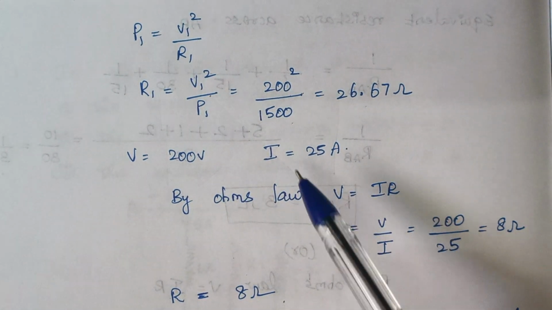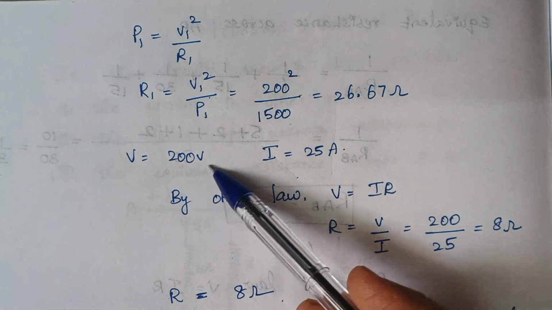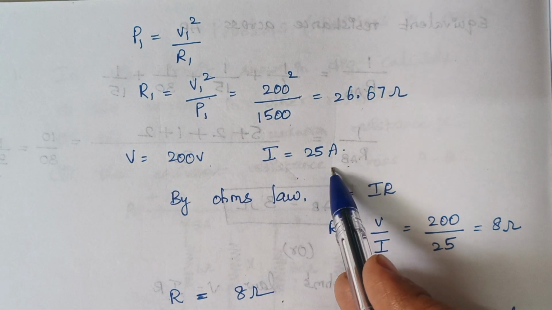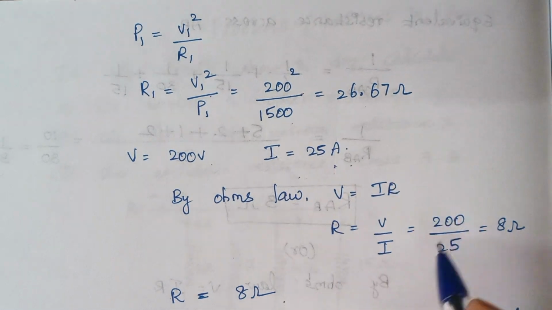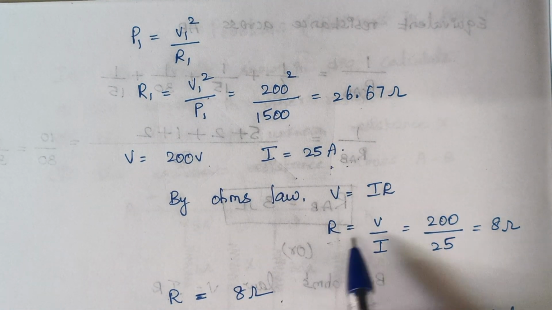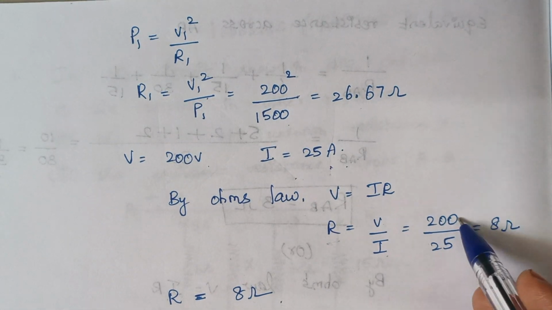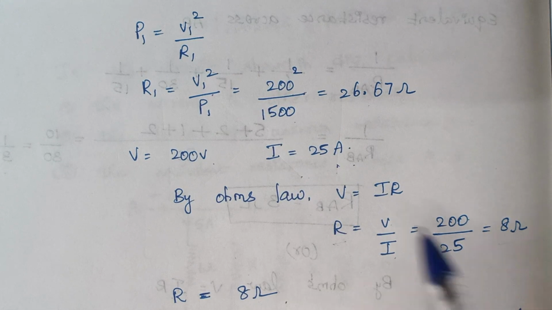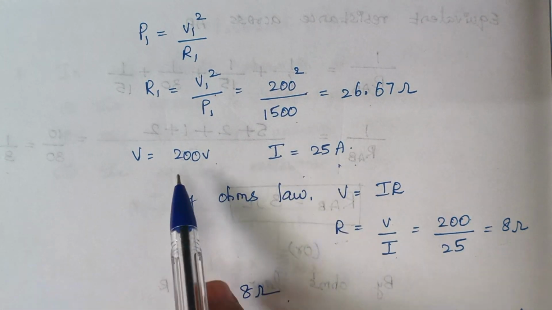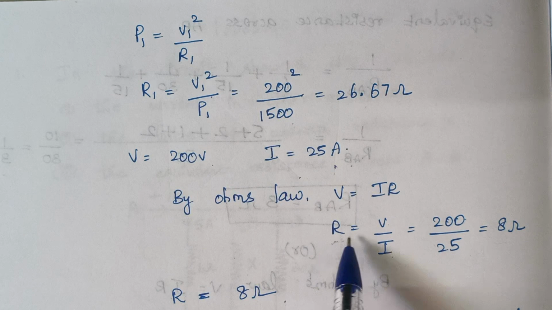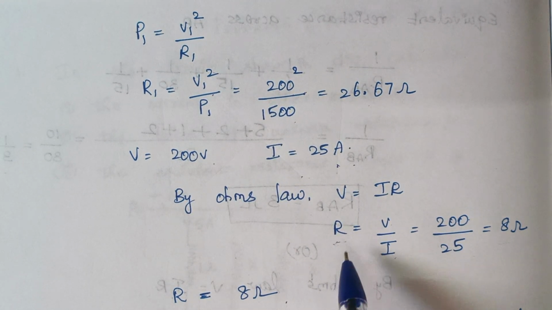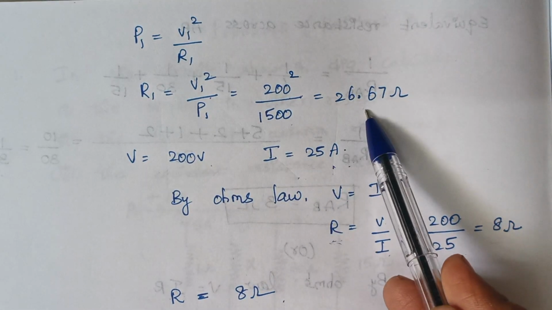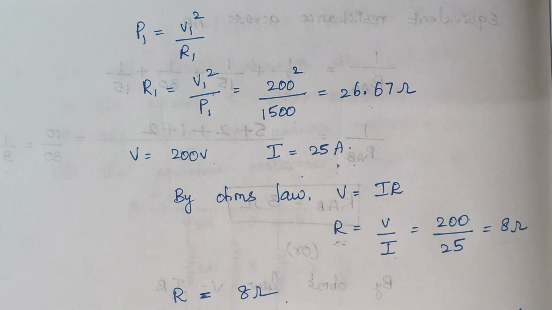And now you see the supply voltage is 200 volt and the current flowing is 25 amps. It is directly given in the problem. When you substitute in Ohm's law, the value of the total resistance R is given by V by I, which is 200 by 25, which is equal to 8 ohms. Can you get it? From the basic data given, voltage and current, we are calculating the total circuit resistance. Okay, the total resistance is 8 ohm. And here the value of R1 is 26.67. We need to calculate the value of R2.